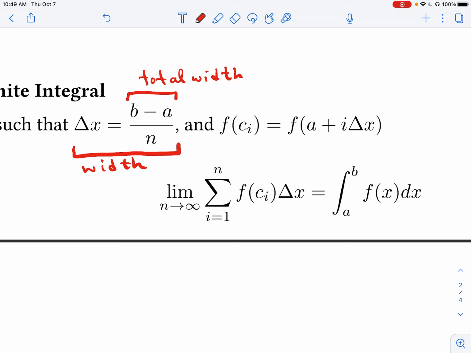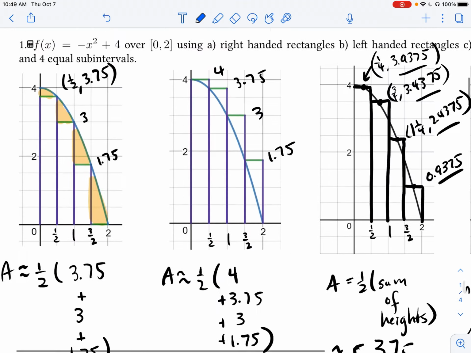and then if you divide the total width by the number of rectangles that you have, you're going to have the width of each rectangle, or the width of each subinterval, if you will. So that's the width of each one of our rectangles. So if we go back now to looking at f evaluated at a plus i times delta x, what we're effectively saying is we're going to evaluate the function starting with where the interval starts plus every width of our subinterval.